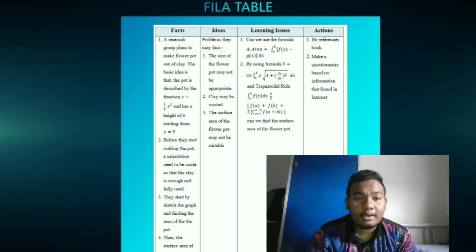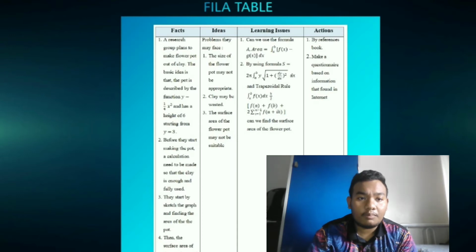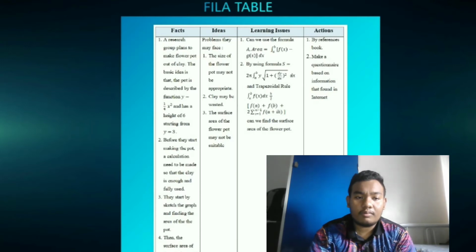Okay, for the facts, firstly, a research group plans to make a flower pot out of clay. The basic idea is that the pot is described by the function y = 1/4 x^2 and has a height of 6 starting from y equals 3.